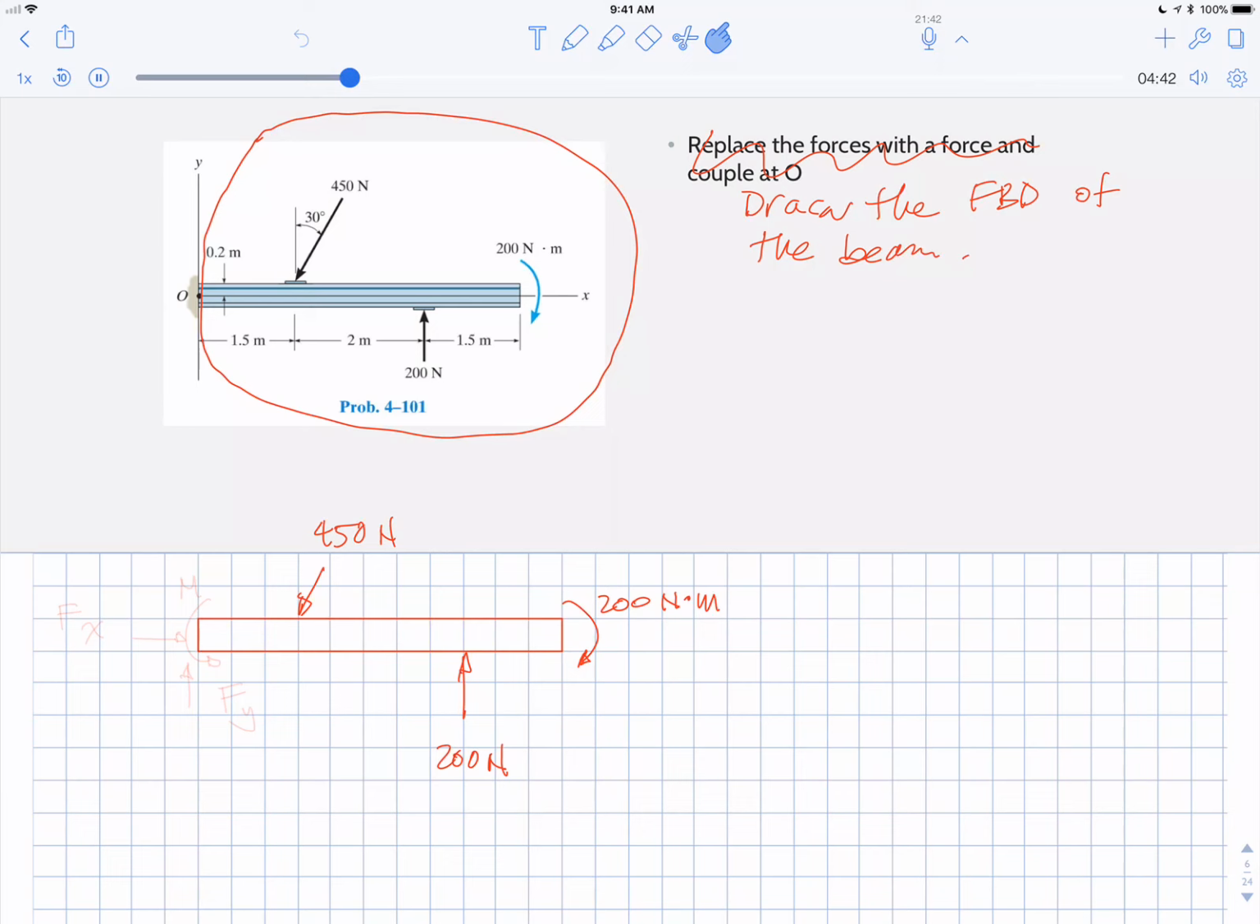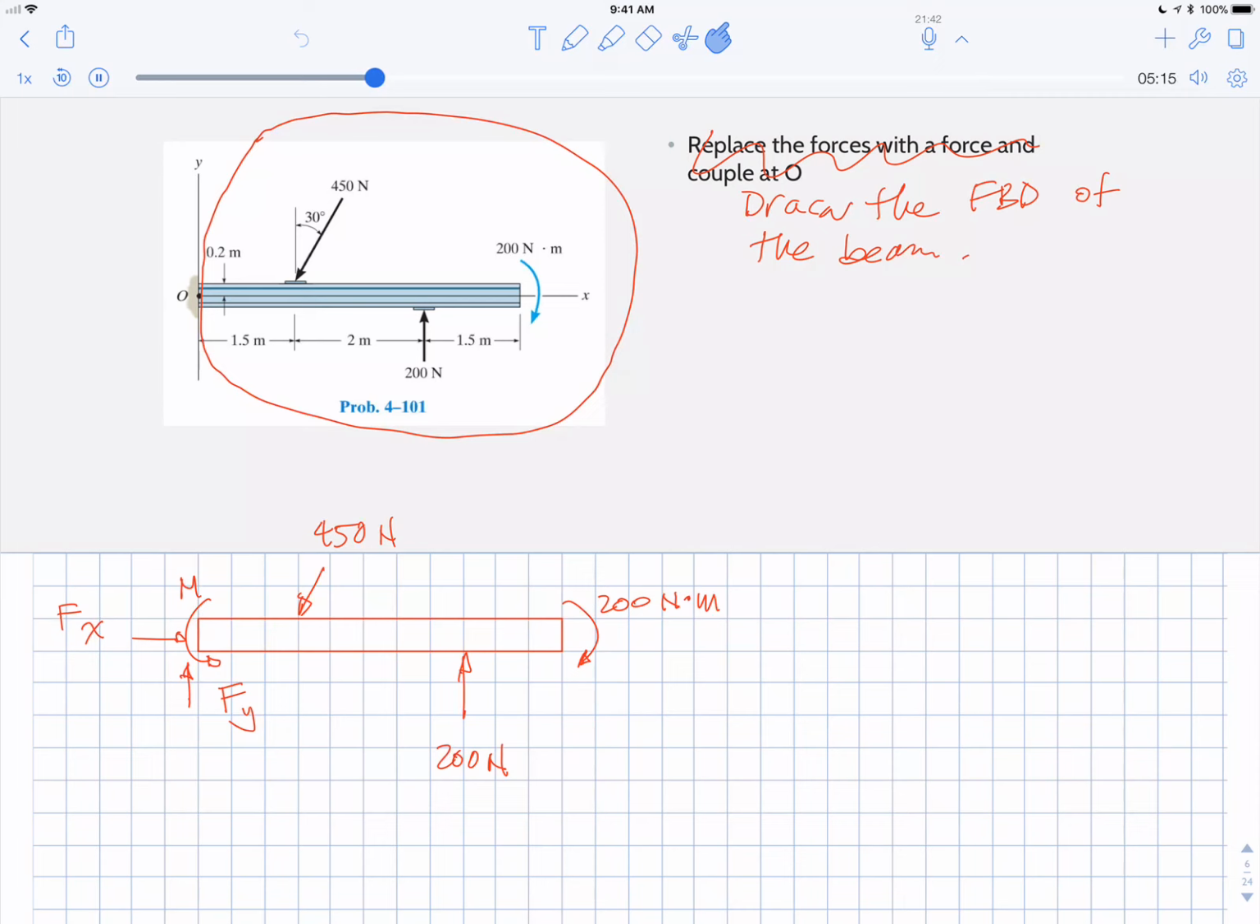That's step 3. And step 4 is to draw in anything that loop has cut through. So I cut through the support at O, and we'll learn more what this support is in a little bit. But when you cut through a fixed end like that, you have this X force there that you're cutting through, this Y force that you're cutting through, and you also happen to be cutting through a moment there. So this is the free body diagram for that beam in problem 4-101.